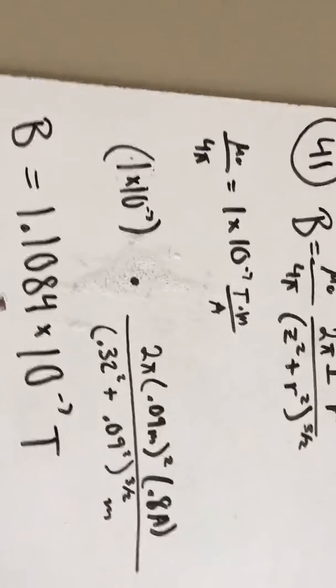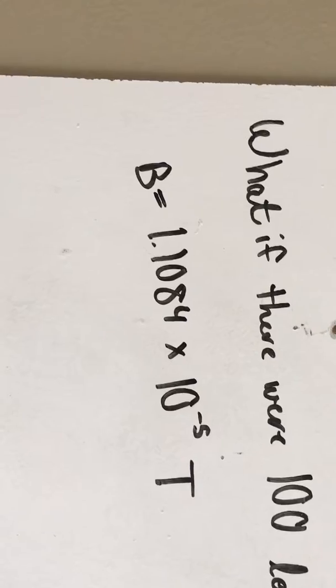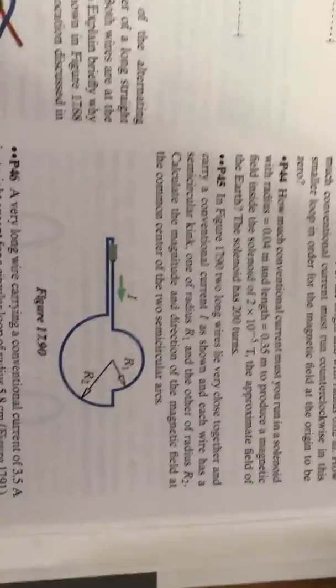Then it asks, what if there were 100 loops? Well, what you would do then is you would just multiply by 100, and that gives you the same answer, but down to 10 to the negative 5th tesla. The second problem that I chose to do was to take that idea a little bit further. I chose to do problem 45.